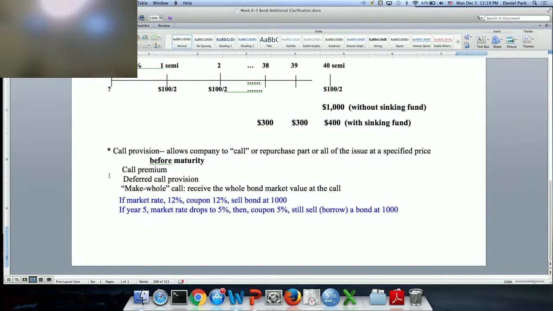If they want to keep a similar bond continually, they receive money from the company for the bond, and then they buy another bond at a similar price. So with this make-whole call, you receive the whole bond market price at that time, and through reinvestment, you continue that investment with similar bonds, so you do not lose. That's additional information about call provision.